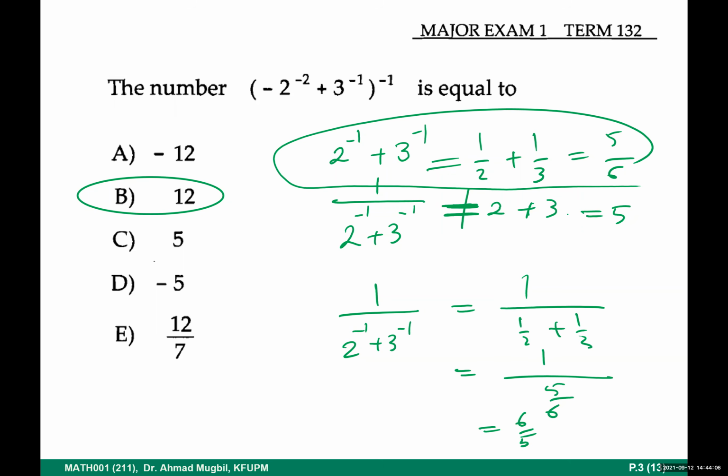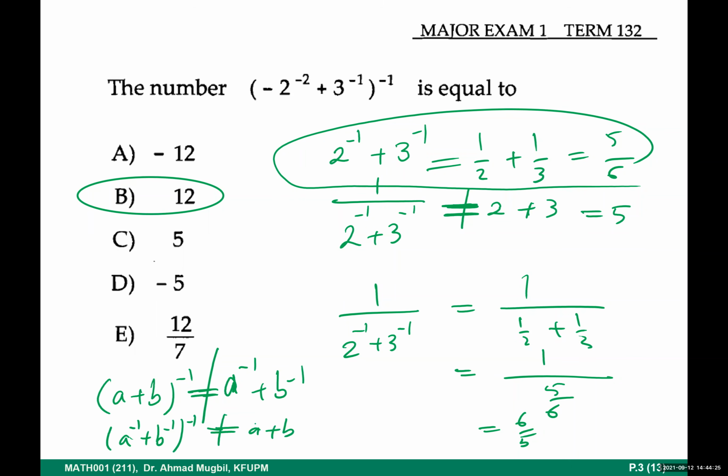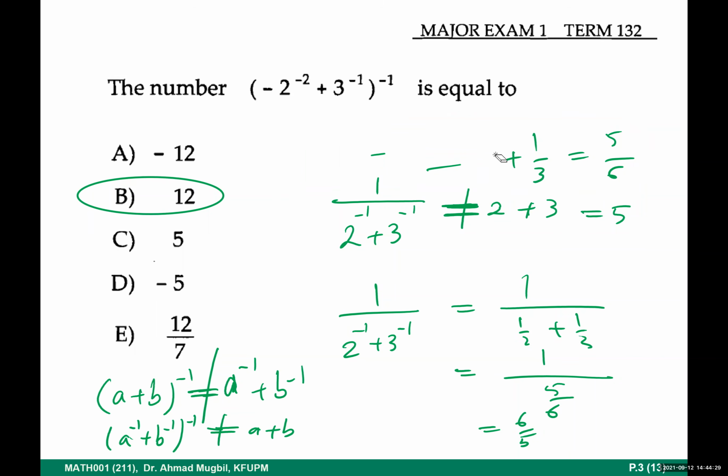This mistake indeed is coming from applying this rule. You are saying that a plus b all to the power negative 1 is a to the power negative 1 plus b to the power negative 1. This is not correct. Be careful. Similarly, a to the power negative 1 plus b to the power negative 1, when you raise them to the negative 1, it is not a plus b. So be careful. Don't apply the rules blindly. This is what I'm talking about, your own laws. Ask yourself always which law I'm applying.